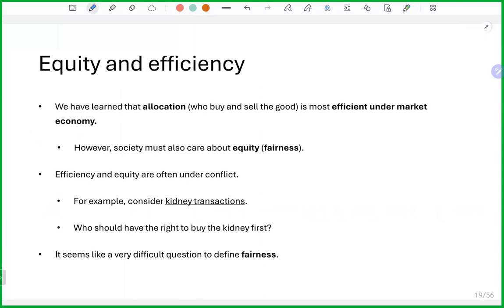achieve equity, fairness. Efficiency and equity are often in conflict. For example, consider kidney transactions. If we only care about efficiency, then the kidney will be allocated to those who value it more, who are willing to pay more for it, regardless of equity. Then it may be allocated to people who have a lot of money, which may not be a good society. So we also have to care about fairness.